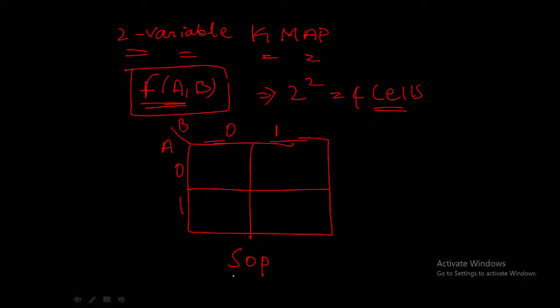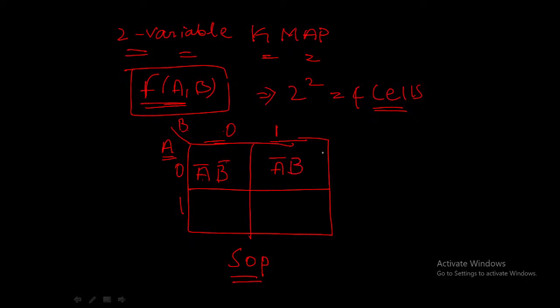In the SOP form of representation, if A is equal to 0, then it is represented as A complement, and if B is equal to 0, it is represented as B complement. This particular column corresponds to A, and this particular row corresponds to B. So in this column, if A is equal to 0, it is represented as A bar, and here B is equal to 0, so it is represented as B bar. Now here, A is 0 only, so it is A bar, and here B is 1, so it is represented in its normal form.